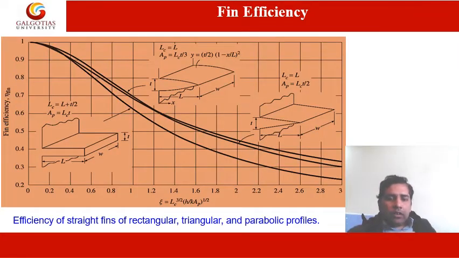As you can see, this is the plot for efficiency of straight fins of rectangular, triangular and parabolic profile. For three kinds of profile, the first one is rectangular. This is the rectangular fin and this is the profile. On the y-axis, efficiency is given, and on the x-axis this quantity is given: epsilon equal to Lc to the power 3/2 into (h upon kAp) to the power 1/2.